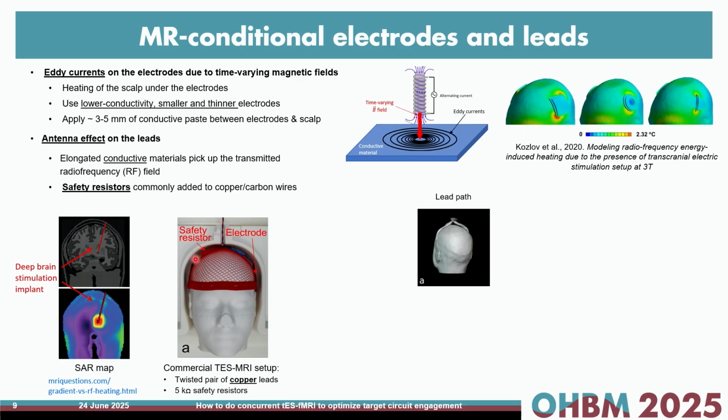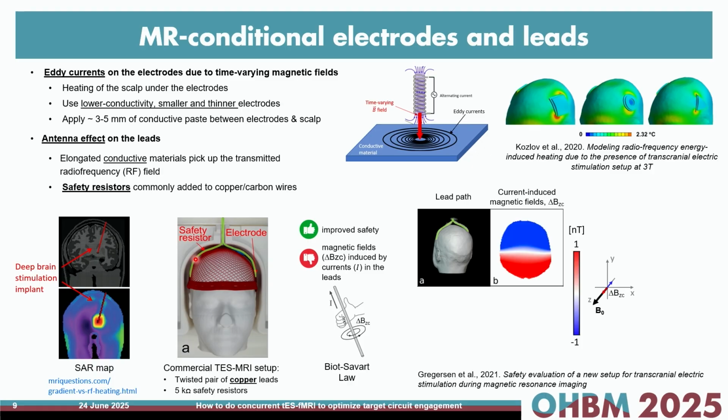To further minimize the amount of conductive material close to the subject, you typically bring the electrodes out of the coil from the top in such a configuration, which improves safety on the one hand, but has a caveat. We know from the Biot-Savart law that a current flow is capable of inducing magnetic fields. So this kind of cable configuration induces magnetic fields that are not at all negligible, and that can give you artifacts in your data.